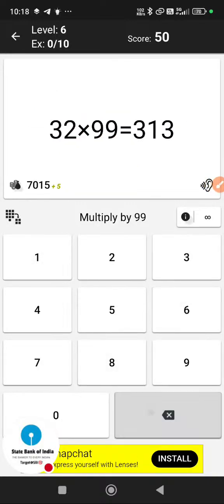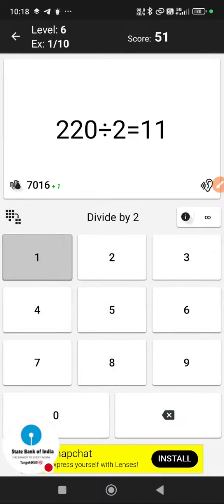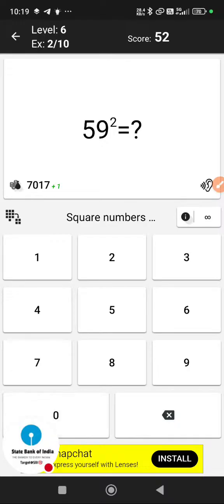Sorry, it is 44. It will be 110. So the answers, a little bit more time. Okay. 59 square.